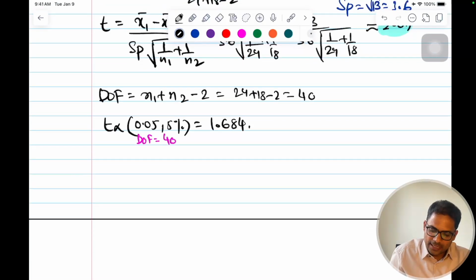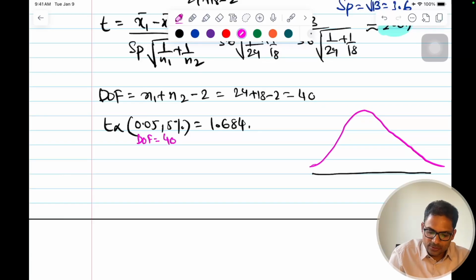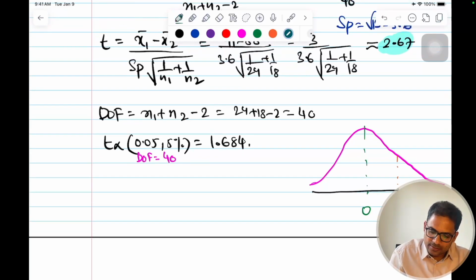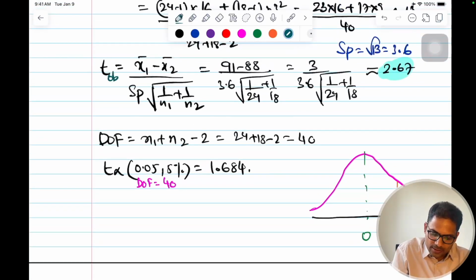So if you see again, quickly plot it. Initially, I'll advise you to keep plotting it so that you get an idea. So this is symmetric, and your 0 is here. T alpha is equal to 1.684, and this is your T observed, right? My T observed is clearly 2.67, 1 unit ahead.